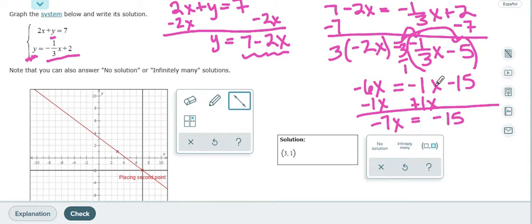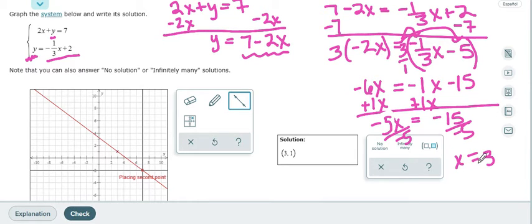So here, negative 1x, this won't go to 0 if I subtract 1x off of it. I have to add. So I have negative 6x plus 1x, which would give me, instead of negative 6x, negative 5x. And then I want x by itself. So this is being multiplied, so I do the opposite, and I divide each by negative 5, and then I'm left with negative 5 divided by negative 5 is just 1x, which is just x. And then negative 15 divided by negative 5 is positive 3.